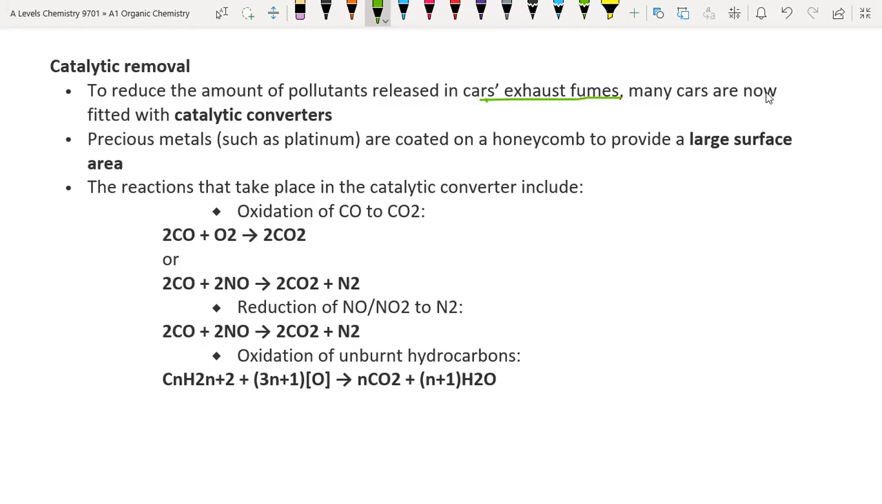These are converted into harmless substances, like this: oxidation of carbon monoxide to carbon dioxide. Carbon monoxide is converted into carbon dioxide, which is harmless. Then carbon monoxide and nitrogen monoxide react to form carbon dioxide and nitrogen. Both of these are harmless gases. Similarly, reduction of nitrogen monoxide and nitrogen dioxide to nitrogen.